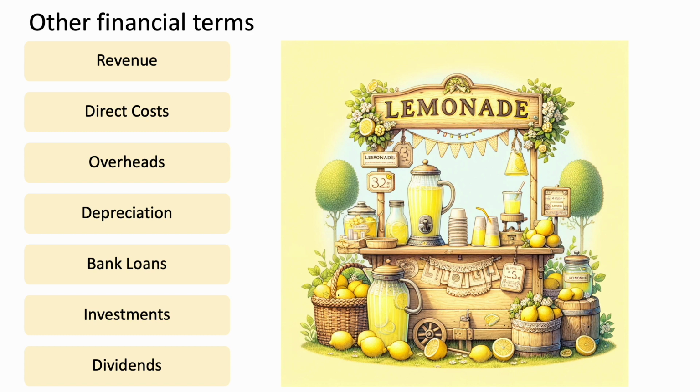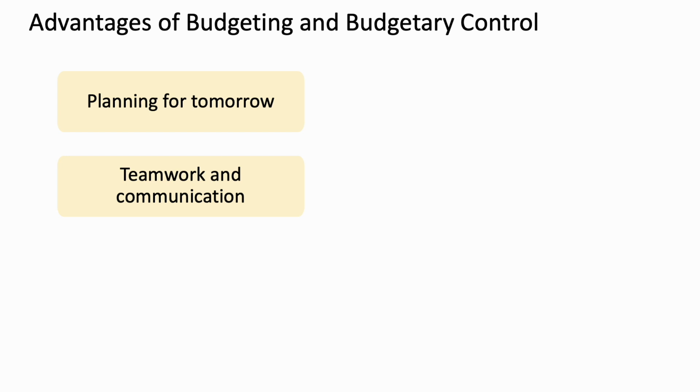Let's simplify the advantages of budgeting and budgetary control. Advantages of budgeting and budgetary control. 1. Planning for tomorrow. Budgeting is like creating a roadmap for the future. It makes managers think about what they want to achieve, breaking it down into detailed plans for each part of the organization.